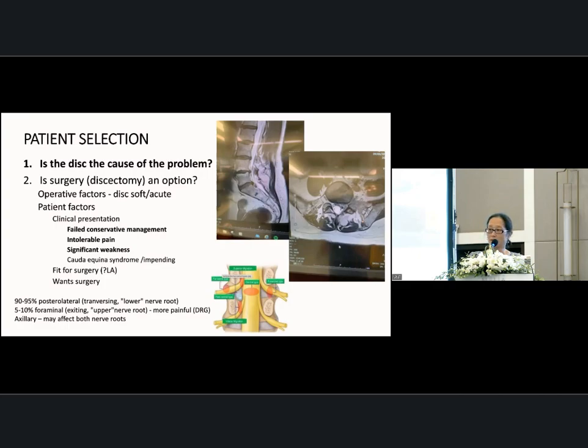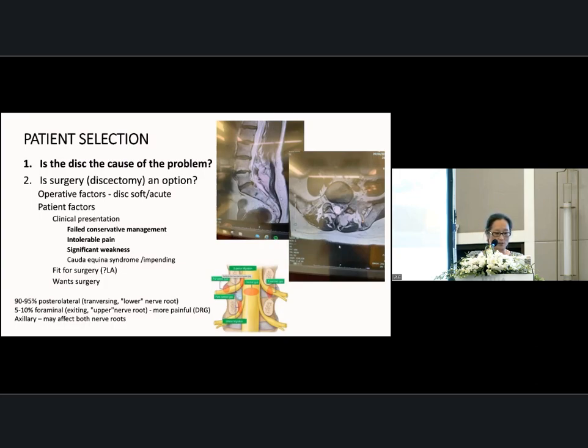The other factors are patient factors. So their clinical presentation, surgery is pretty much a last resort with disc pathology like this. So if they've failed conservative management, and that's usually about 8 to 12 weeks that they should really be improving. But surgery can occur before then if the pain is intolerable, the patients have other things to do, they want to get better quicker, if there's significant weakness such as a foot drop, or there's cauda equina syndrome that's real or impending. And then the other factors are whether they're fit for surgery and whether they want surgery.